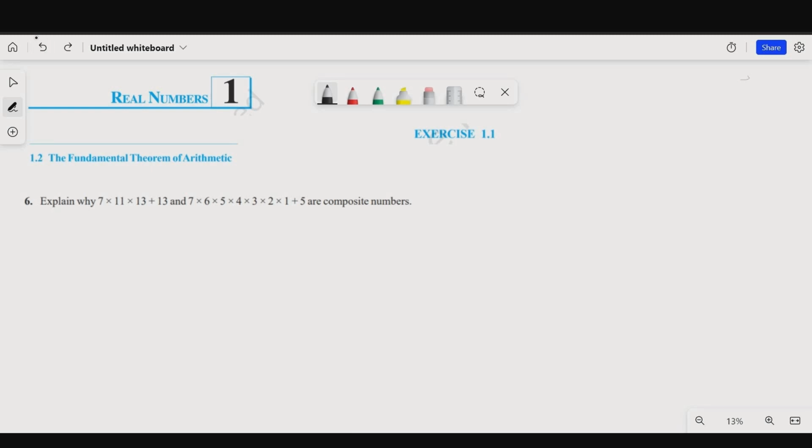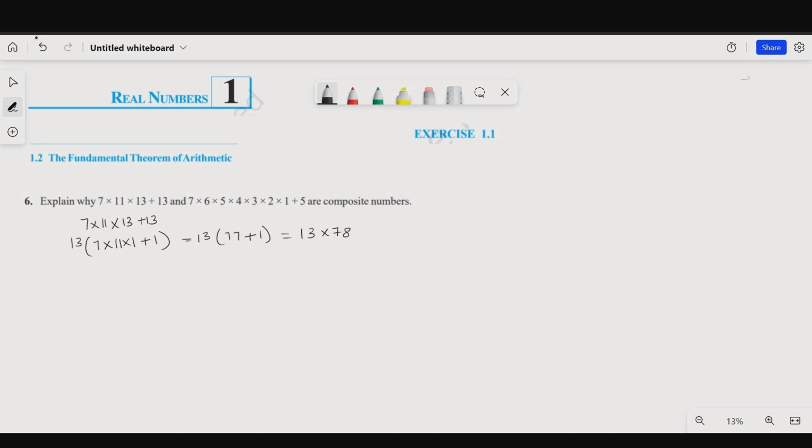So let's see the first one, 7 into 11 into 13 plus 13. From this we can take 13 as a common term. So it becomes 13 into (7 into 11 into 1 plus 1). So this can be written as 13 into (77 plus 1), which is equal to 13 into 78.